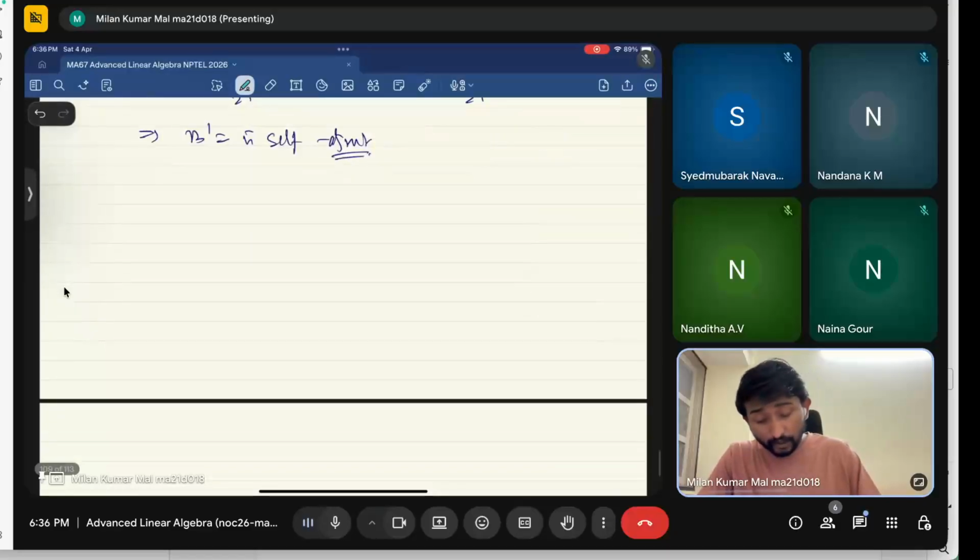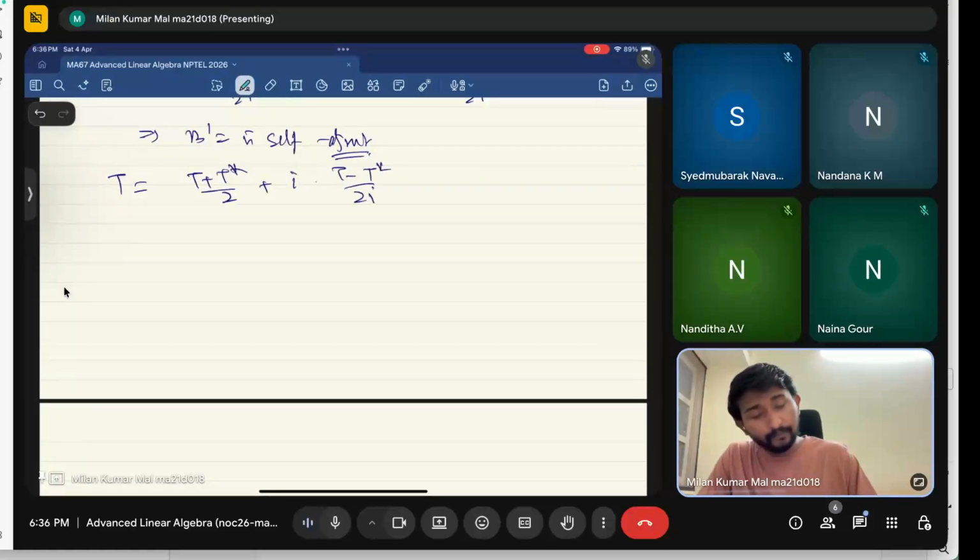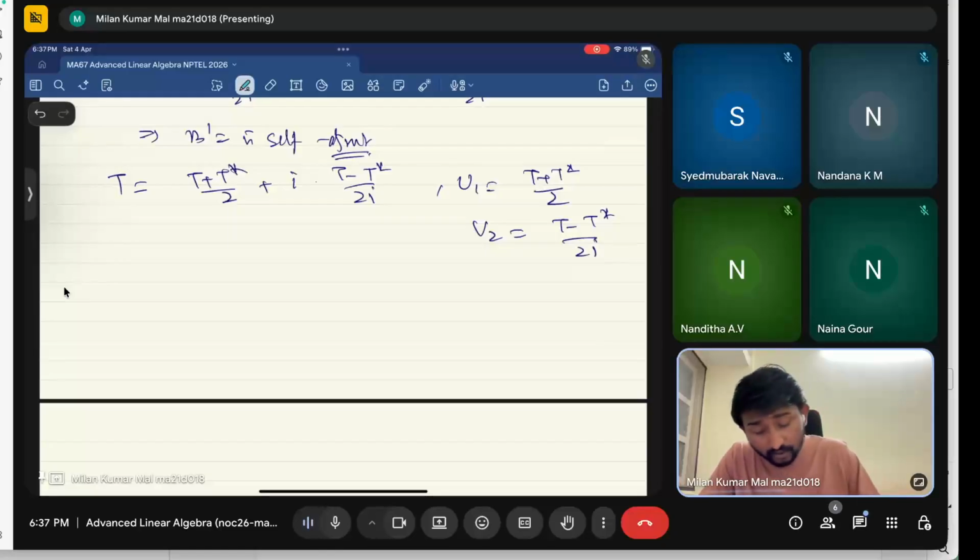So that is what I actually obtained, that the operator T can be written as (T + T*)/2 plus i times (T - T*)/2i, where these are self adjoint. So U1 equals (T + T*)/2, and U2 equals (T - T*)/2i. We were asked to find U1 with respect to the standard ordered basis. With respect to the standard ordered basis, that will be exactly equal to (T + T*)/2 with respect to the standard ordered basis.